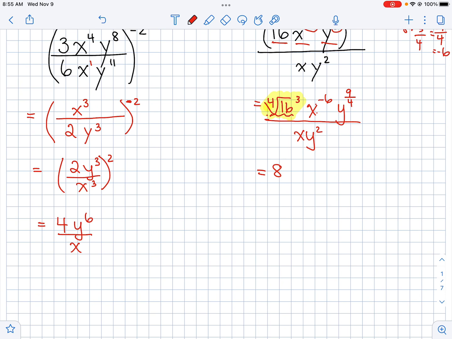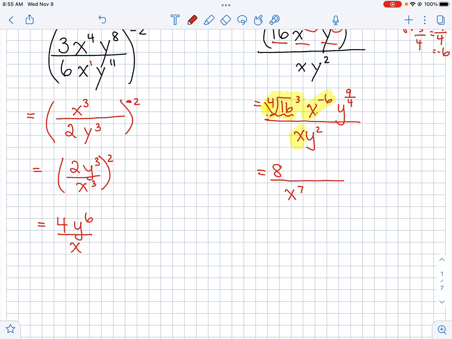And then I'll take care of my x's. So I've got negative 6 and 1 on the bottom. So negative 6 subtract 1 is negative 7. So I'm going to take that whole x situation and pop that guy in the denominator. And I'm going to make it x to the power of 7.